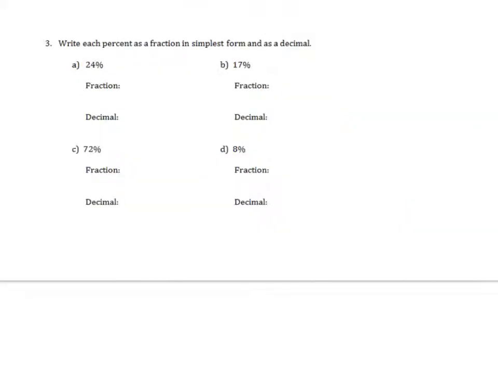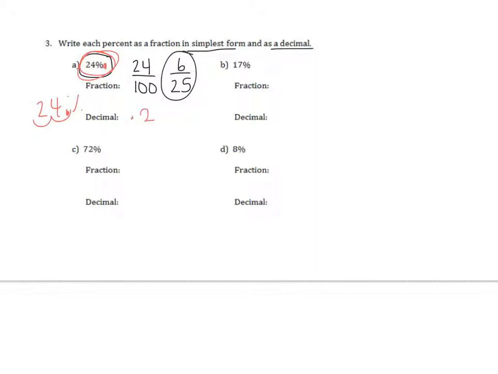Okay, write each percent as a fraction in simplest form and a decimal. To write a percent as a fraction, you write it over 100. And then you need to reduce it. So I could divide this by 4 and get 6, and this by 4 and get 25. So the decimal is, in 24%, the decimal is right here, so you're going to move it back 2. So it's 0.24. The next one, the fraction is 17 out of 100, and the decimal is 0.17.